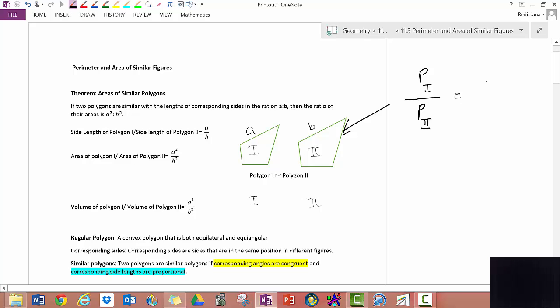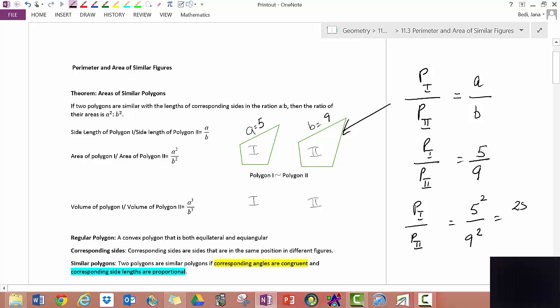Their perimeters are in the ratio of corresponding sides. So if this was 5 and this is 9, then the ratio of the perimeters is 5 over 9. The ratio of the areas is a squared over b squared, which is 25 over 81.